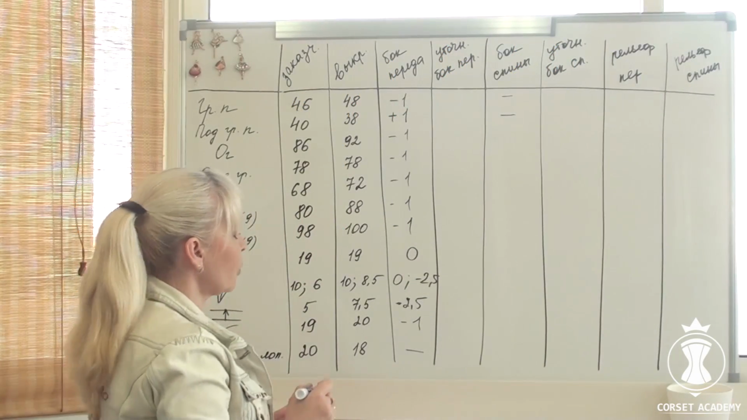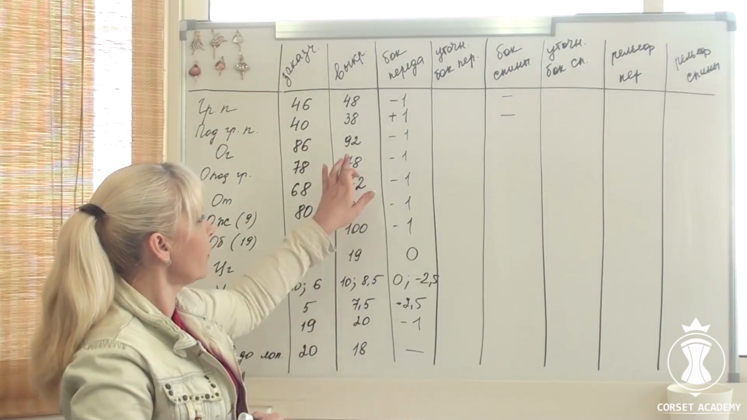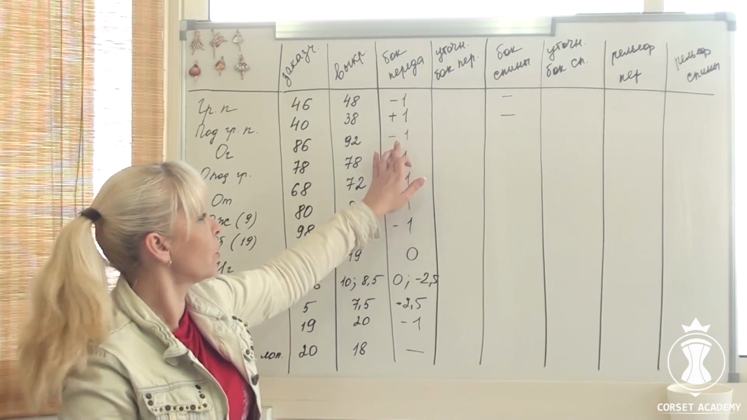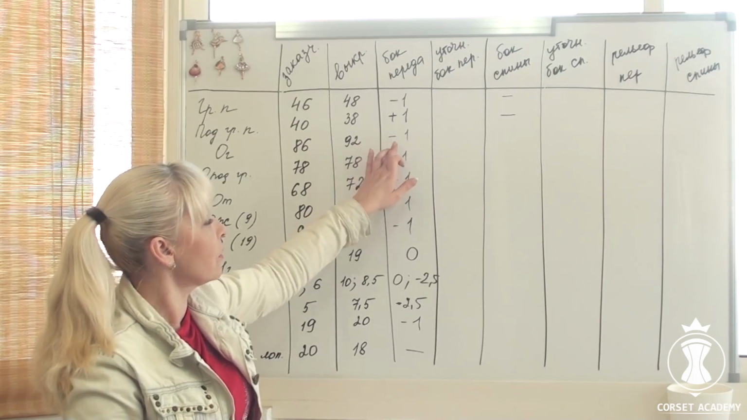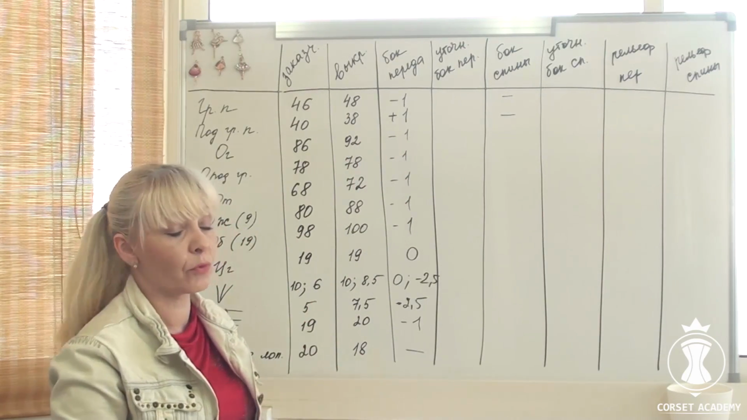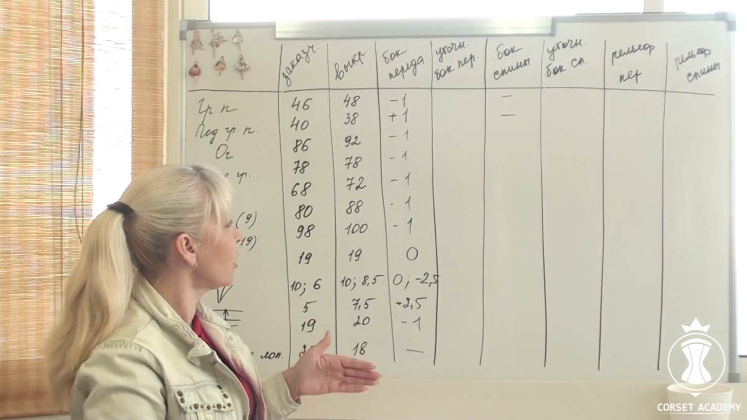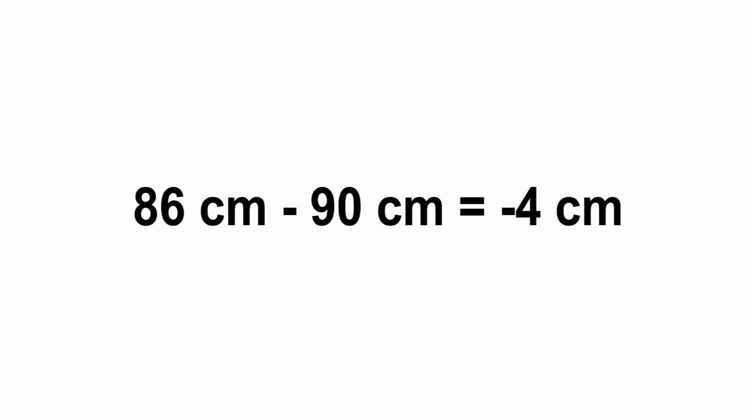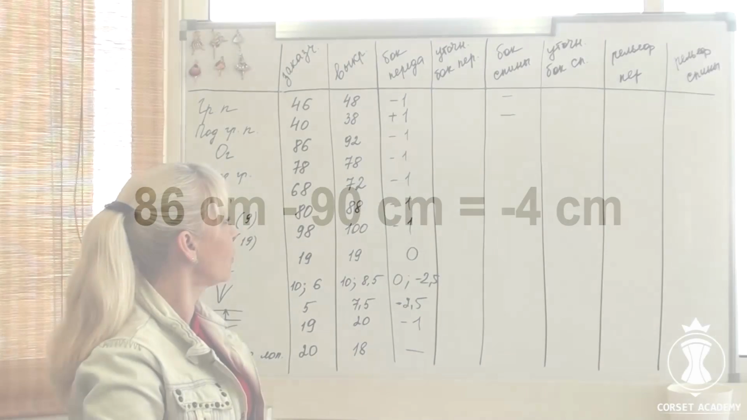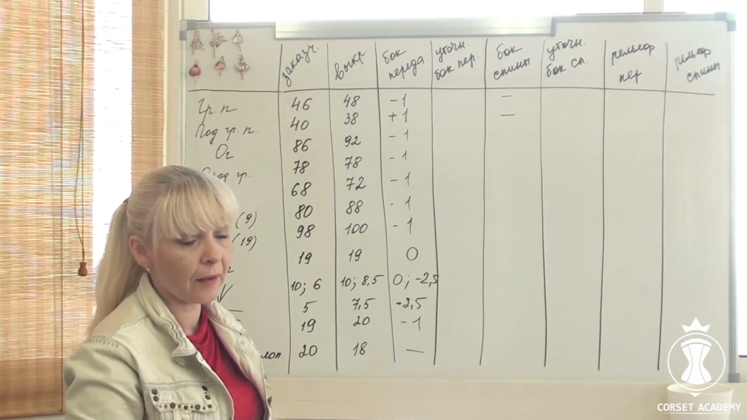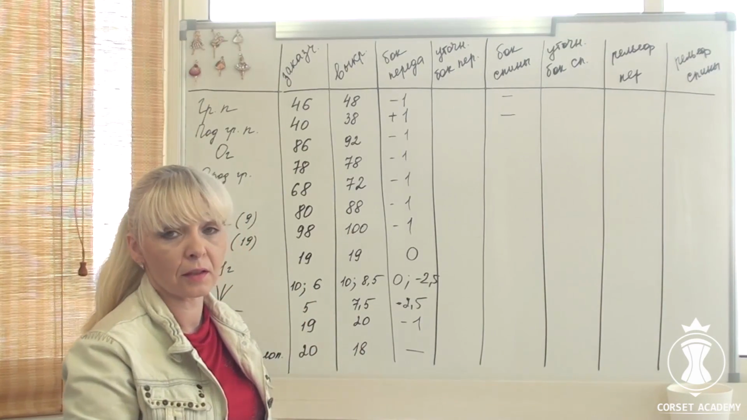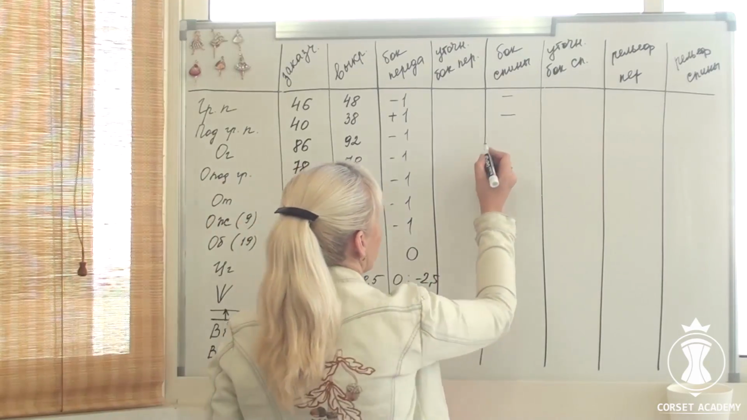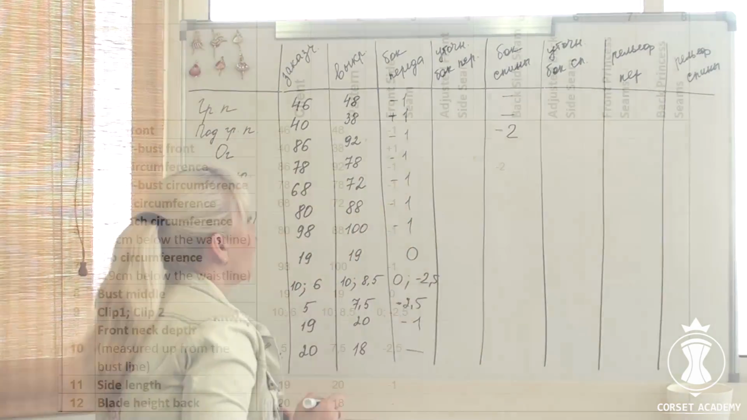Bust circumference is 86 centimeters on the client and 92 centimeters on the pattern. But I have already adjusted the pattern down by 1 centimeter from either side, i.e. a total of 2 centimeters. 92 centimeters minus 2 centimeters equals 90 centimeters. 86 centimeters minus 90 centimeters equals negative 4 centimeters. I divide the value in half. As a result, I need to narrow the back by 2 centimeters from either side. I write negative 2 in the table.